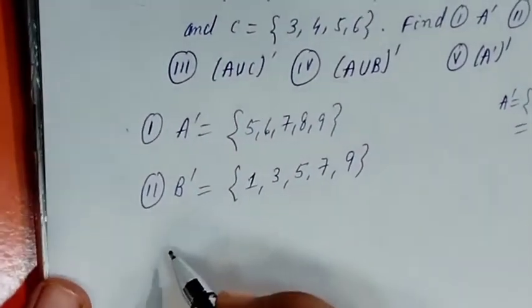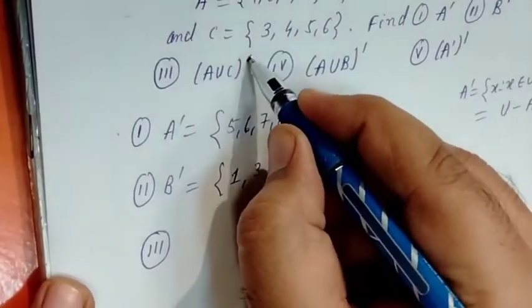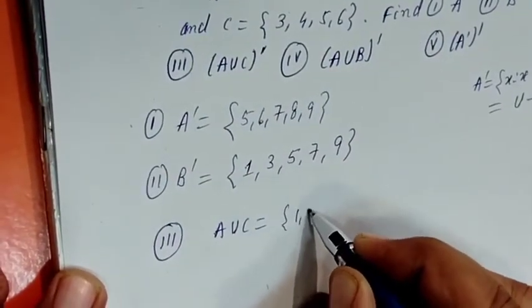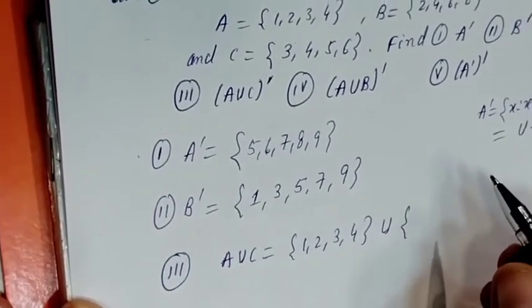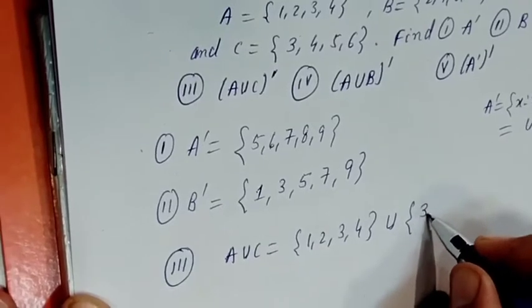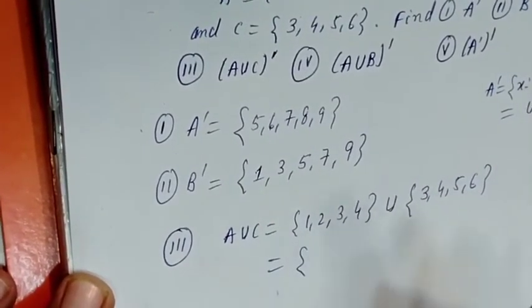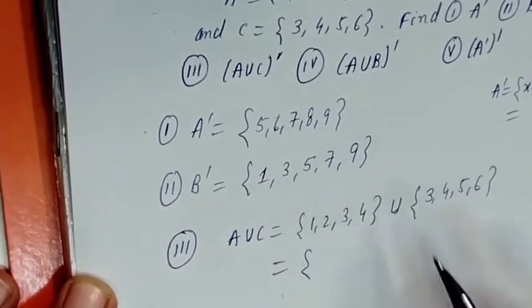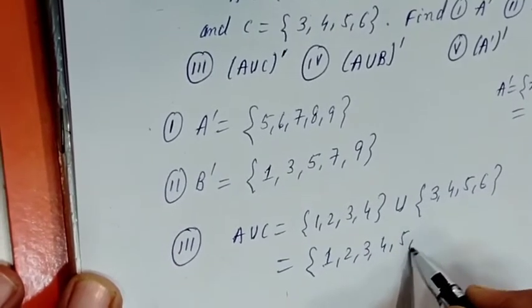Now the third part of the question is we have to find (A union C) whole dash. So first of all find A union C, then its dash. What is A? It is 1, 2, 3, 4. Union C, what is C? 3, 4, 5, 6. Union means elements which are in A or C. Take them but don't repeat. So 1, 2, 3, 4, 5, 6.